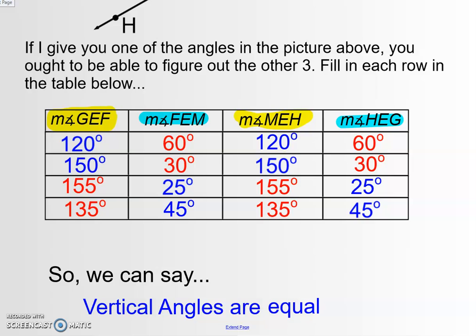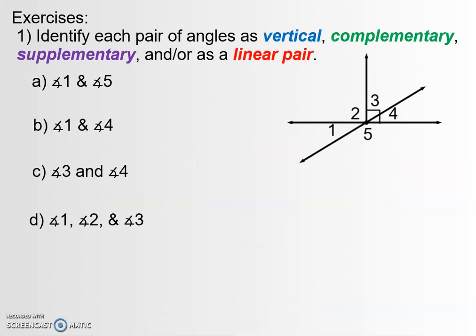So let's get in and let's do some exercises here and see if we can recognize our 4 vocabulary words of the day. I'm giving you a pair of angles, and your job is to tell me, are they vertical? Are they complementary? Are they supplementary? Or, and maybe they're a combination, are they a linear pair? So let's take a peek at angles 1 and 5.